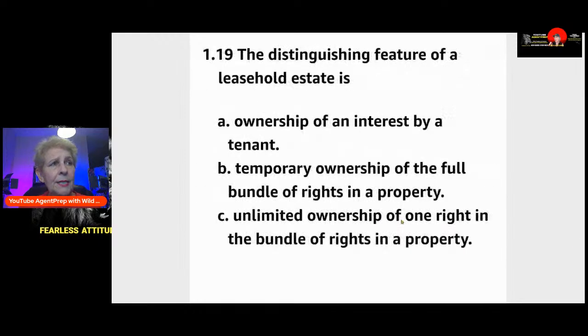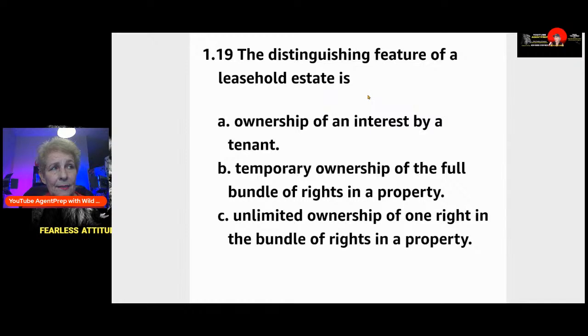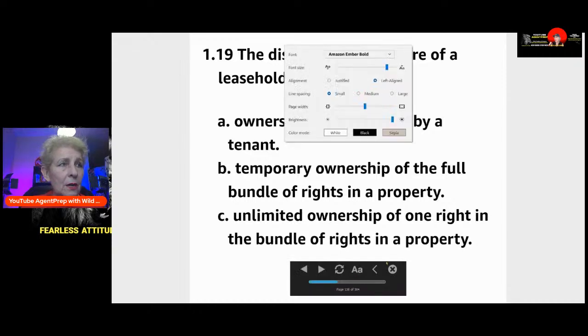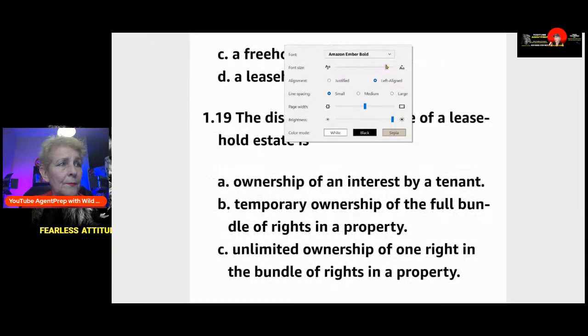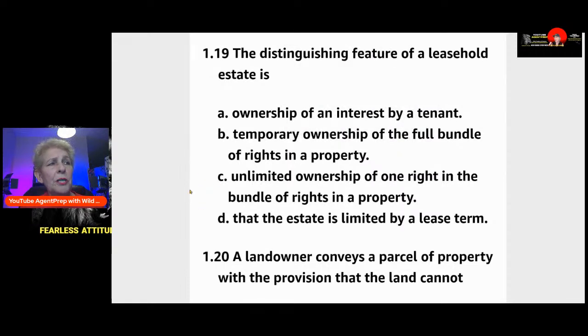All right, number 19. The distinguishing feature of a leasehold estate is, so what makes a leasehold estate different from others? What is the distinguishing feature? A, ownership of an interest by a tenant. B, temporary ownership of the bundle of rights in a property. C, unlimited ownership of one right in the bundle of rights in a property. Or D, that the estate is limited by a lease term.